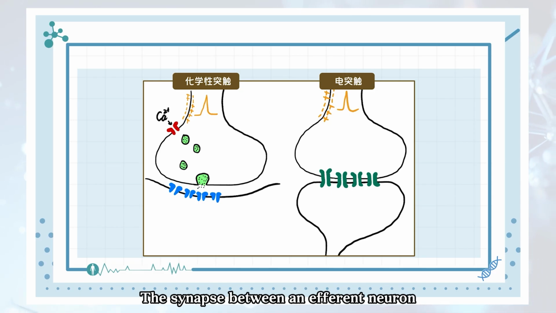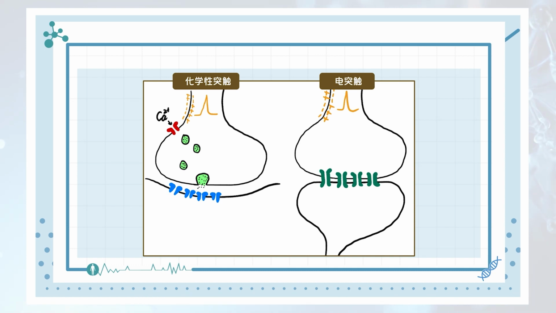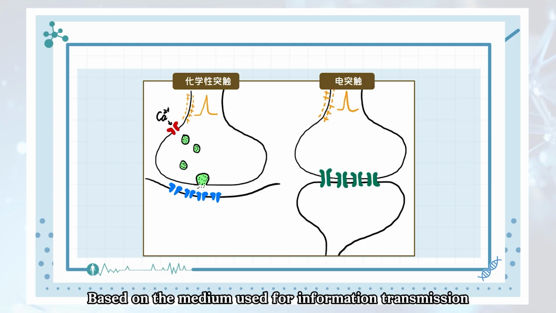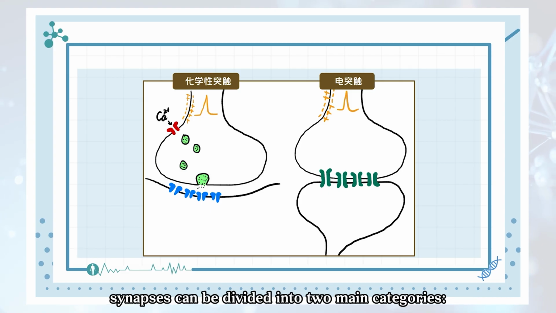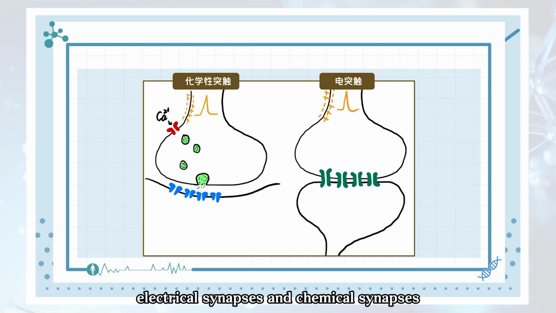The synapse between an efferent neuron and an effector cell is also called a junction, such as the skeletal neuromuscular junction we learned before. Based on the medium used for information transmission, synapses can be divided into two main categories: electrical synapses and chemical synapses.